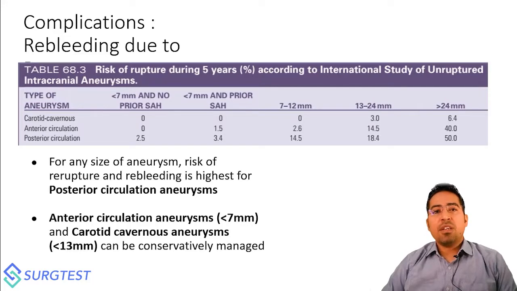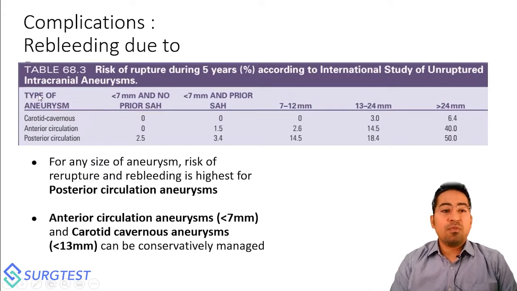If the aneurysm is in the posterior circulation, even if it is less than 7 mm in size, it can rupture. The 5-year risk of rupture is 2.5%. Similarly, if the aneurysm is located in the cavernous part of the carotid artery, those aneurysms, if they are less than 13 mm in size, you can manage conservatively. If they are more than 13 mm in size, they require surgical or endovascular management.